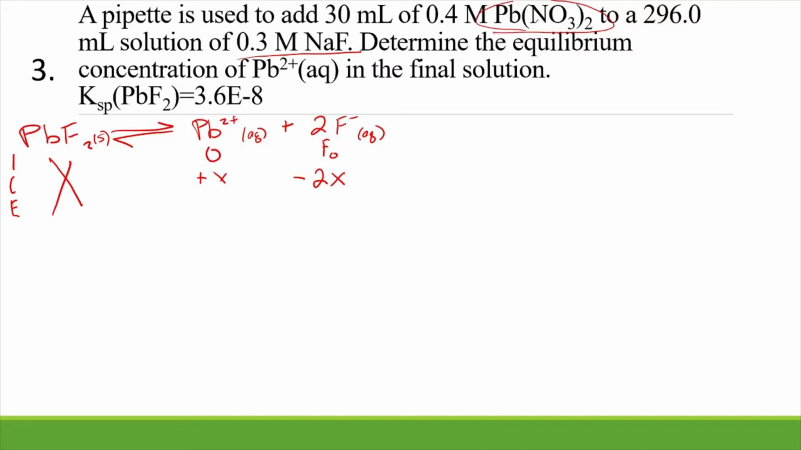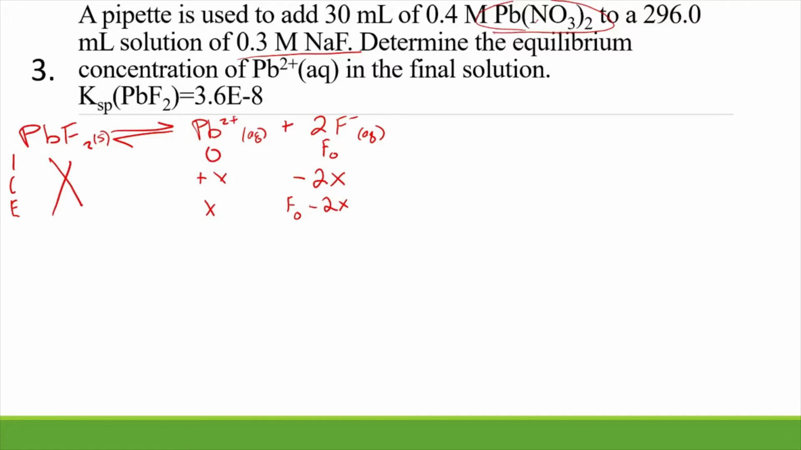I know this is really weird and complicated, and if it helps, I am not going to give you something like this on your exam. So then at equilibrium, we have X for lead and some F0 minus 2X for fluoride. We have a couple different areas where we're making fluoride and then subtracting it.